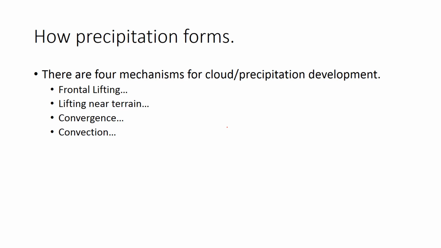Okay, so first off, how does precipitation form? Well, obviously we know that precipitation forms from clouds. And how do those clouds form? They form from air that rises, expands, cools, and condenses.